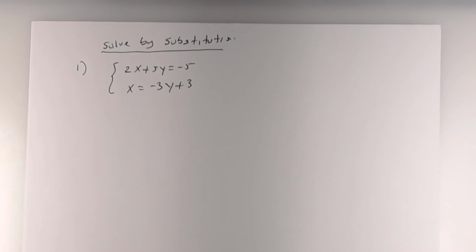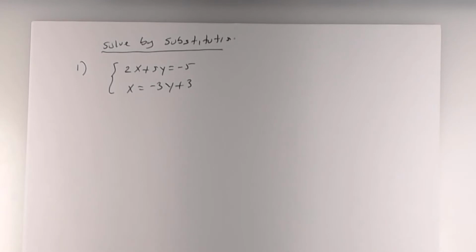So the easiest way to solve a system is either by substitution or elimination. Now here's when you want to use substitution. What is the best way to use substitution? The best way to use substitution is if one of two things. One of the equations has a variable already by itself.